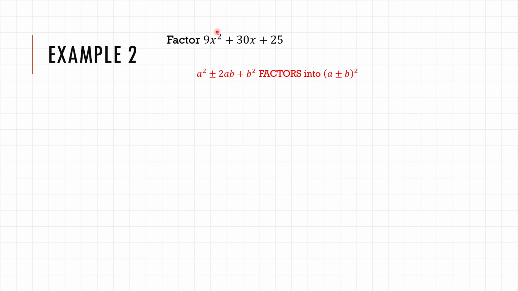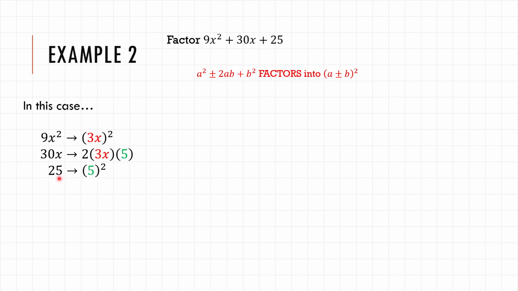If this is a squared, what is a? Well, if I square root it, or if I rewrite this, I can rewrite this as 3x all squared. That would create 9x squared. 30x, can I rewrite that as 2 times a times b? If this is b squared, then b is probably 5. And yes, I can rewrite this as 2 times a, which is 3x, times b, which is 5. And of course, like I just mentioned, 25 is 5 squared.